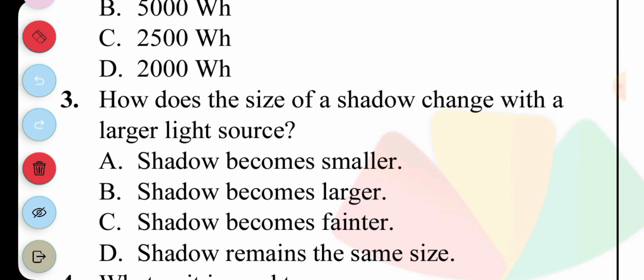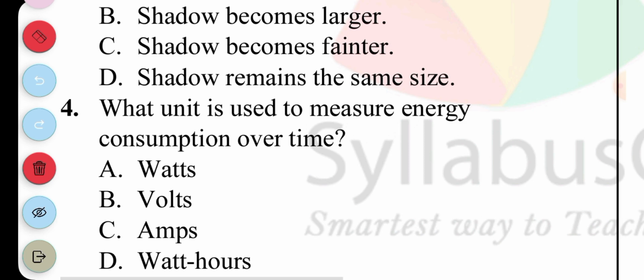Question 3: how does the size of a shadow change with a larger light source? A, shadow becomes smaller. B, shadow becomes larger. C, shadow becomes fainter. D, shadow remains the same size. With a larger light source, the shadow becomes larger. Question 4: what unit is used to measure energy consumption over time? We have watts, volts, amps, watt hours. So the answer is watt hours, D.